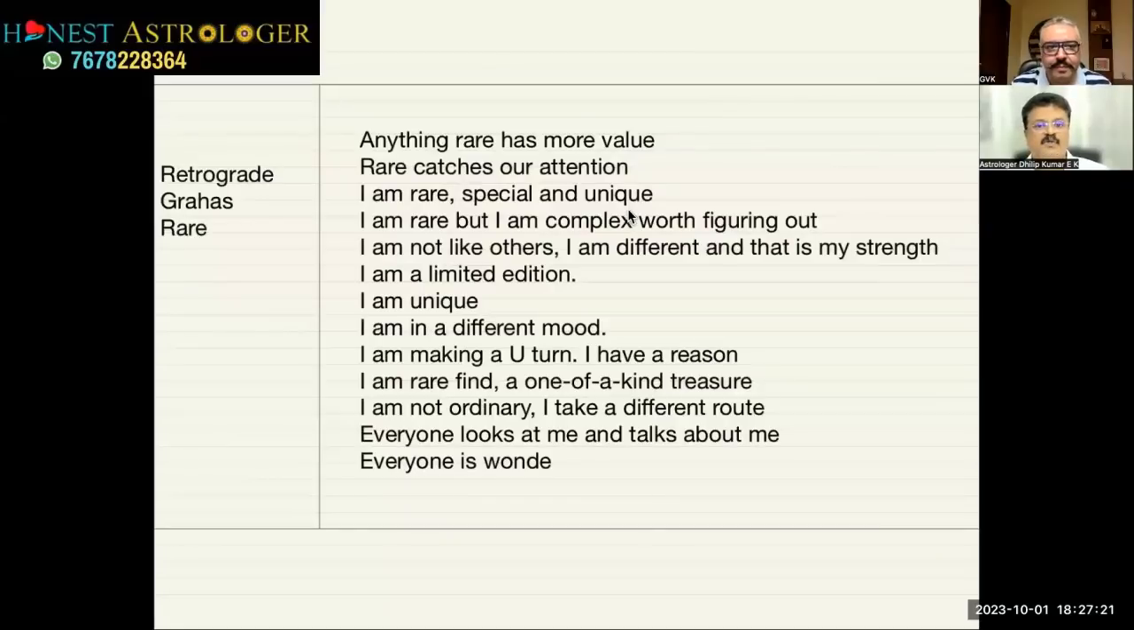Okay. So first of all, retrograde grahas are rare. I'm not going to read out the entire thing, because anyway it's there. So usually I look at it as something rare. At least one point, I'm making a U-turn. I have a reason. At least that point you can consider as a very big thing. And then, of course, because I've used the word rare, the rest follows. I'm rare and so on. So I'm saying I'm unique and so on. So it is having some agenda.